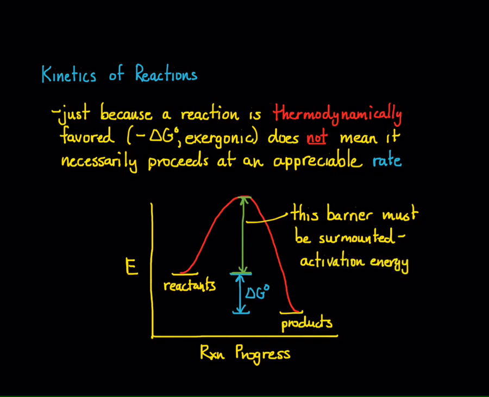There are a number of terms that are often used, but oftentimes you'll see the activation energy expressed as delta G double dagger. Sometimes you'll see it as EA, activation energy. This particular textbook uses delta G dagger, so it means the same thing: the energy barrier that needs to be overcome in order for a reaction to occur. Now, how do we overcome that energy barrier?